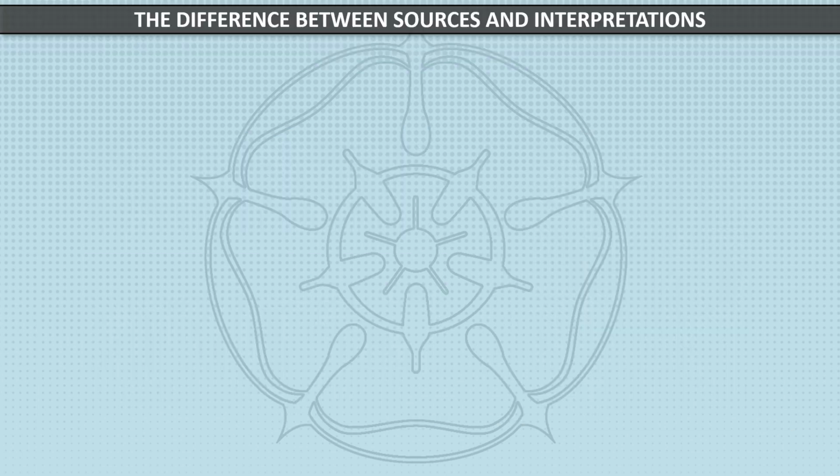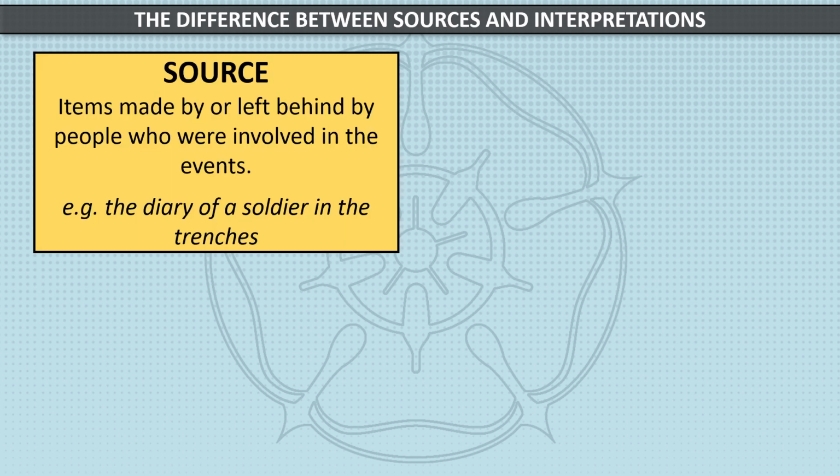Let's start by reminding ourselves the difference between sources and interpretations. When we talk about sources, we mean items which were made or left behind by people in the past who were living through events at the time. For example, a soldier in the trenches might leave behind a diary, or we might find the remains of a shield which belonged to a Roman soldier.